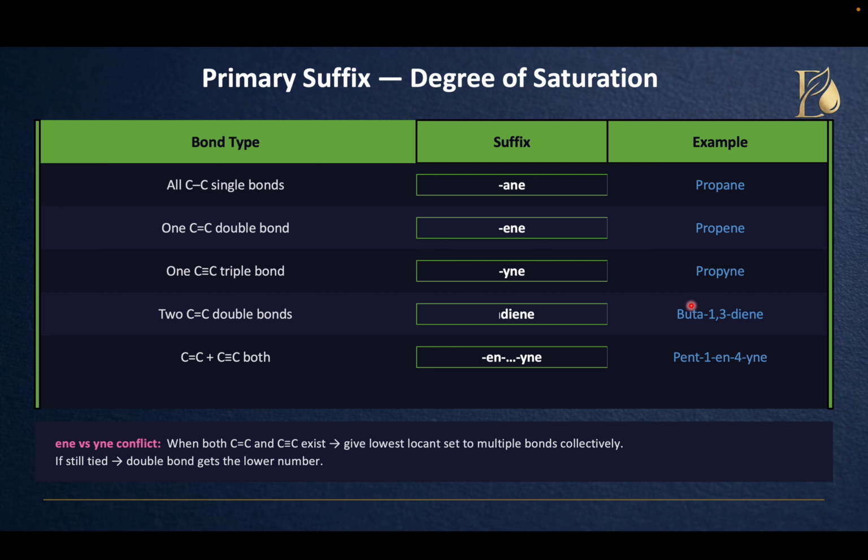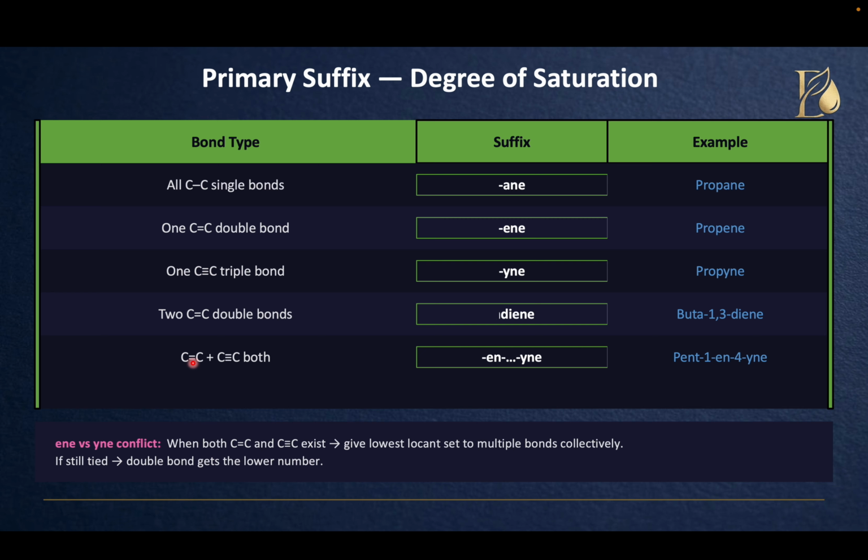Buta-1,3-diene. But stands for a hydrocarbon with 4 carbon atoms. And after that we have to mention the numbers, but you don't have to worry about this, we will discuss it later. As a suffix we will use diene. Diene means 2 double bonds.